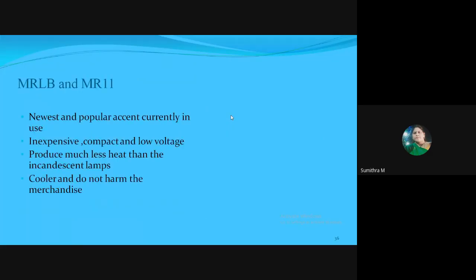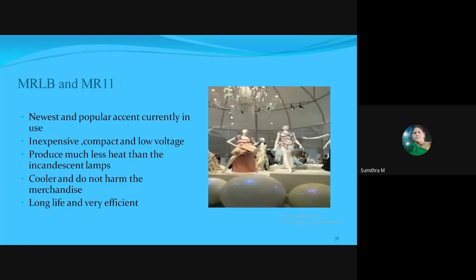MR16 and MR11 are another type of incandescent light which we use in window display. If you see here, this light type MR16 and MR11 is used, and it is a popular, inexpensive, compact and low voltage light. It produces less heat than an incandescent light. It will give you less heat compared to other lights, and it will also be cooler to the product. It is also long lasting, and it is very efficient for display.